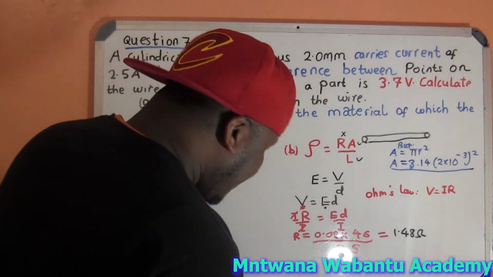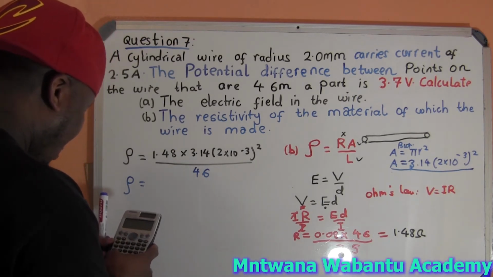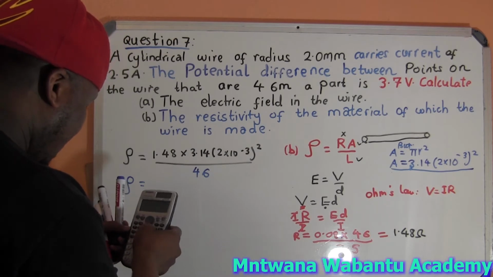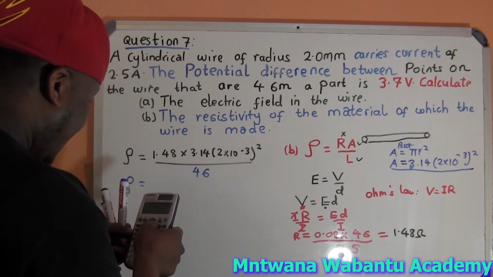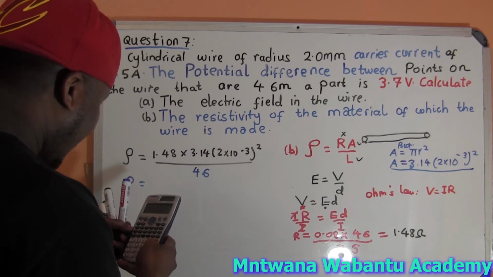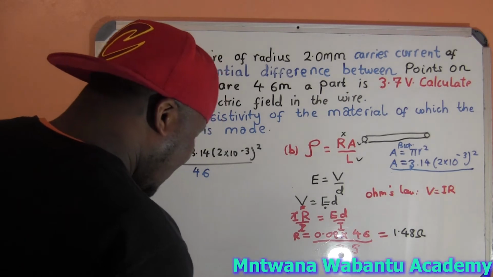Take my calculator quick. Okay, so we multiply by 3.14, multiply by bracket 2 times 10 negative 3, close the bracket, square, and then get an answer divided by 46. Okay, so we get 4.04.